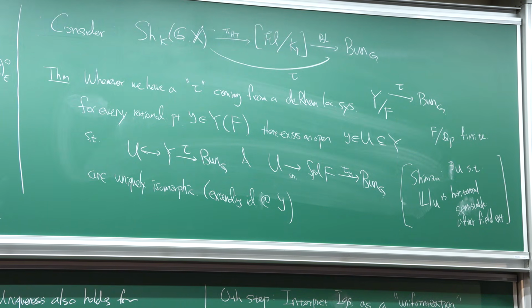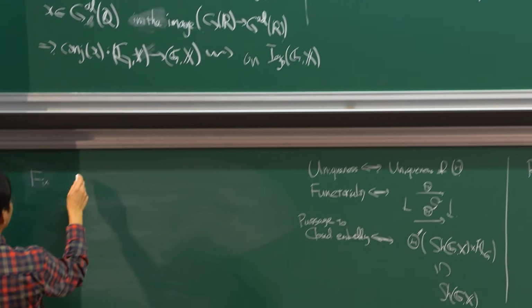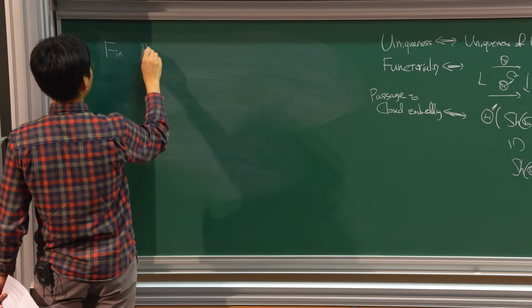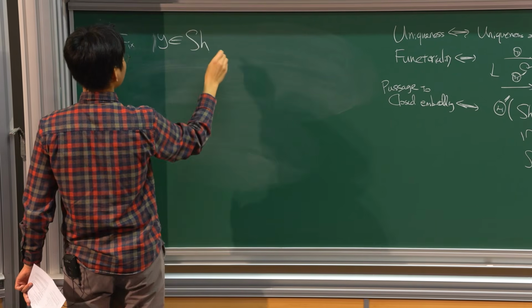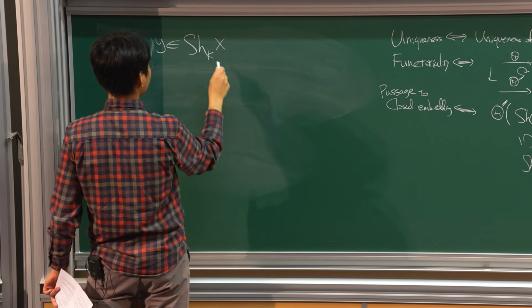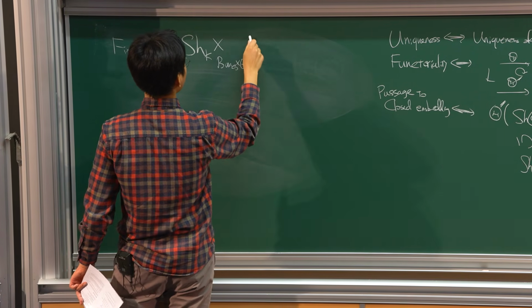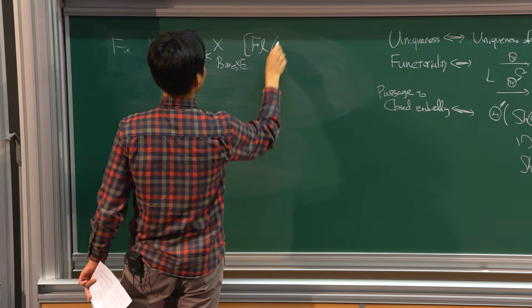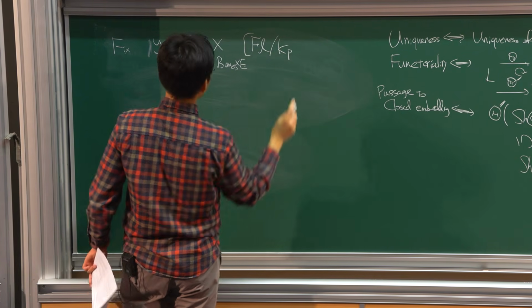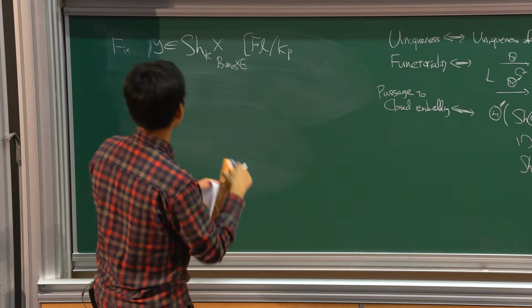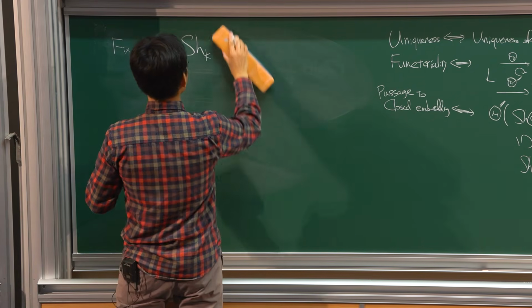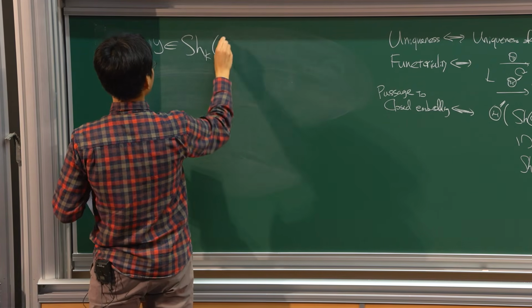Well, so what I do is I look at that. So fix a point y inside the Shimura variety at level K times Bun_G times Z to the flag variety mod K_p. Sorry, I don't have to do this part yet. Shimura variety, and then I'm looking at the F-points here.